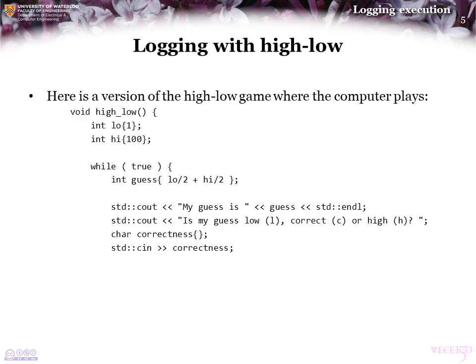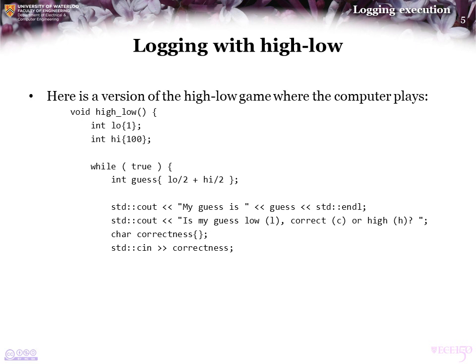Here is a version of the high-low game. In the game of high-low, there are 2 players, players A and B. Player A has a hidden number between 1 and 100. Player B tries to guess that number. Player A helps the player who is guessing by indicating whether or not the guess is correct, too high, or too low.